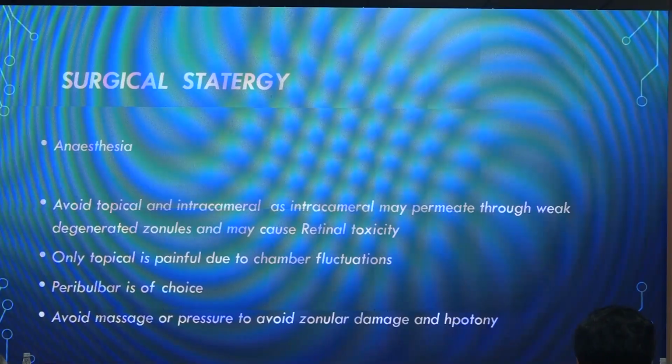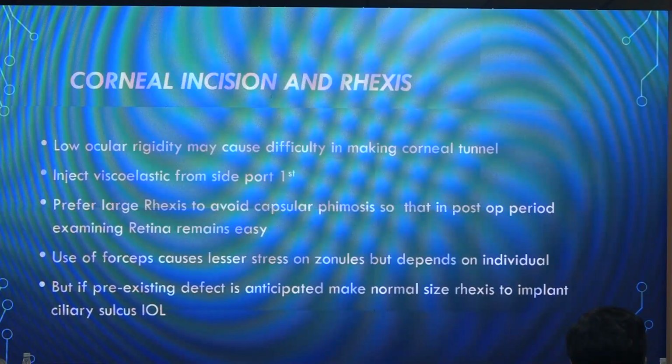Coming to surgical strategy, as far as anesthesia is concerned, avoid topical and intracameral, as intracameral may permeate through weak degenerated zonules and may cause retinal toxicity. As we say, if there is a posterior capsular rupture, don't inject intracameral xylocaine, because that is going to directly cause retinal toxicity. Only topical is painful due to chamber fluctuations. Peribulbar is of choice. Avoid massage or pressure to avoid zonular damage and hypotony.